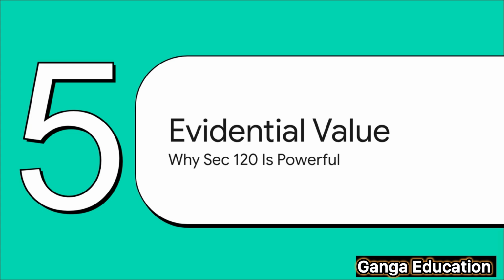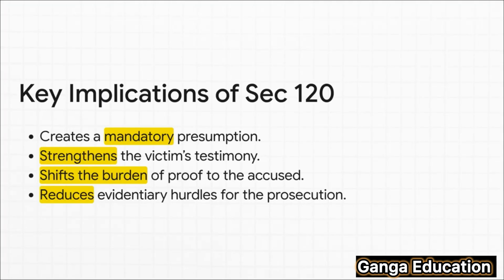All right, let's zoom in on the evidential value of this section. Why is it considered such a powerful tool in the law of evidence, specifically for rape prosecutions? So, to sum up its power, first, the presumption is mandatory, not optional. This, in turn, significantly strengthens the victim's testimony. And that leads to the massive shift in the burden of proof. As a result, it reduces the hurdles for the prosecution. But just as importantly, it helps protect the victim from grueling cross-examinations that are designed to attack her character, keeping the legal focus right where it should be, on the accused's duty to prove consent.